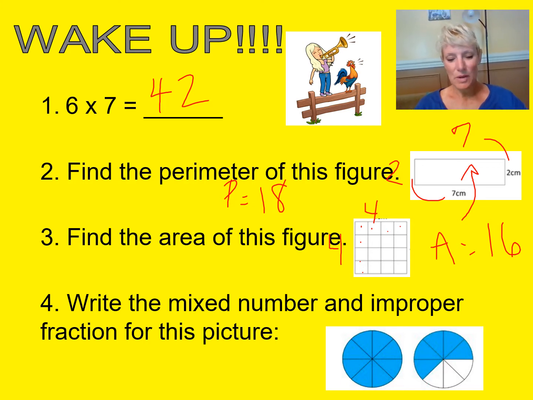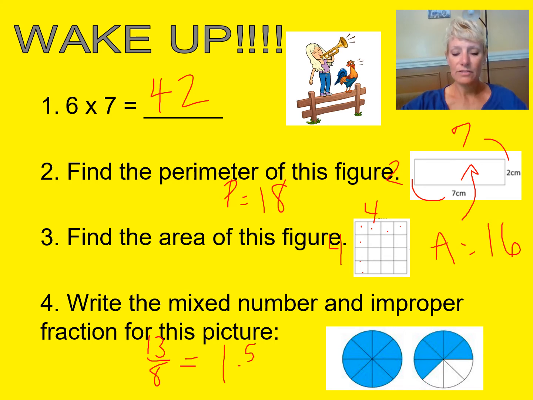And the last one, write the mixed number and the improper fraction for this picture. All right, first of all, I'm going to notice that this has been divided into 8 parts. When I count all the colored parts, I'm going to find out that I have 13. So 13/8 is my improper fraction. Now, this is also another way that we could write this. So I have 1 whole and 5/8. So 13/8 actually equals the same thing as 1 whole and 5/8. I hope you got that.